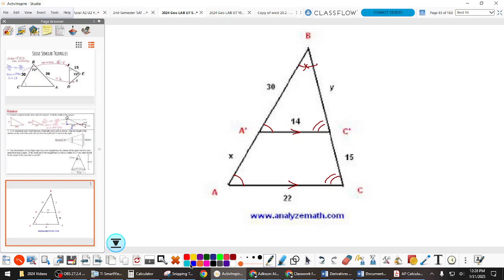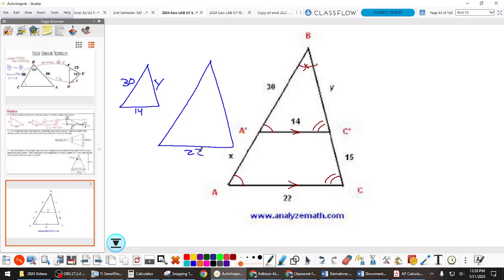Guys, it's a good idea, not required, but a good idea to draw these two triangles separately, because I think it'll help you make fewer mistakes. So I have 30 and y and 14. And then in the big triangle, what do we have? Okay, 22.